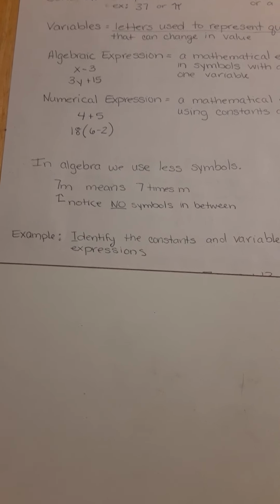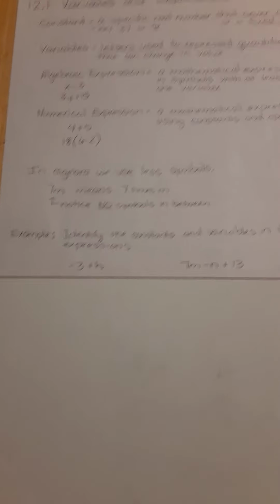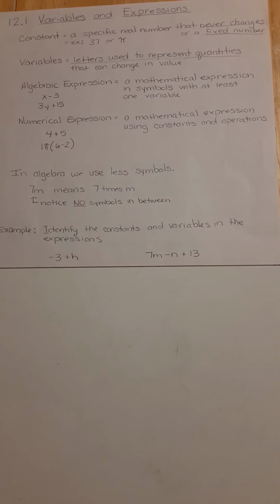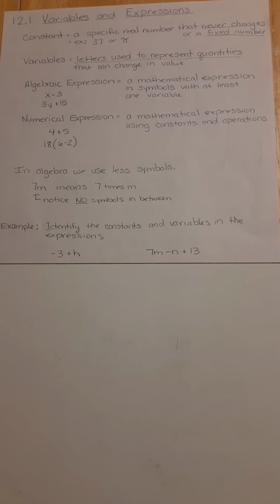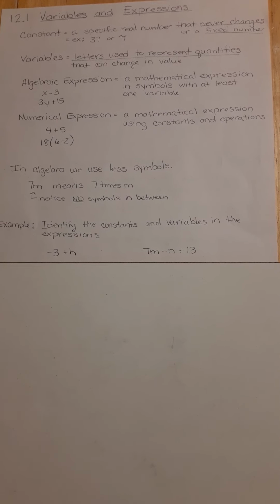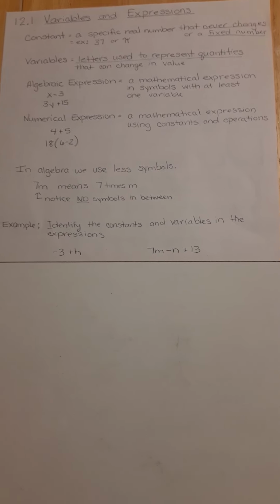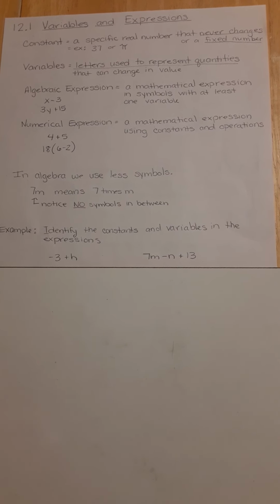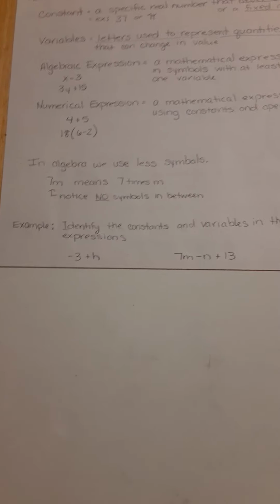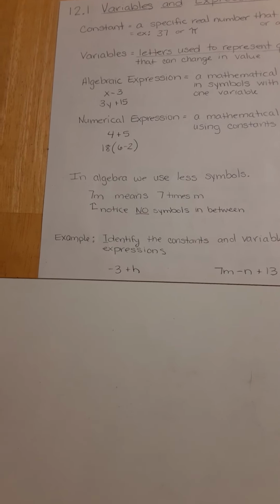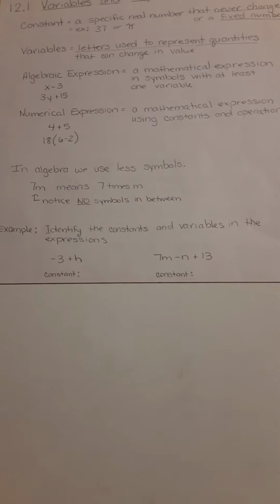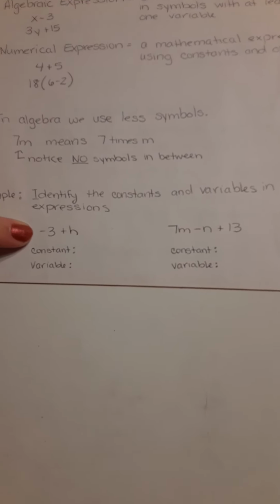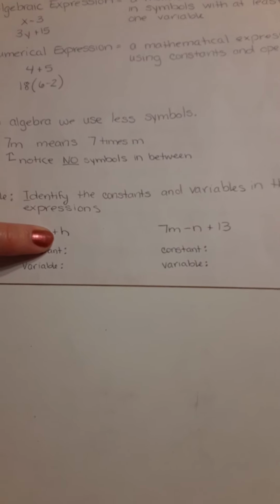Okay, so we're going to practice here. I've got two algebraic expressions because they both have variables here. And I want you to be able to tell me what is the constant and what is the variable. Remember, our definition for a constant is a specific real number that never changes. And a variable is a letter that represents a quantity. Okay, so looking at this, the constant is -3 and my variable is h.